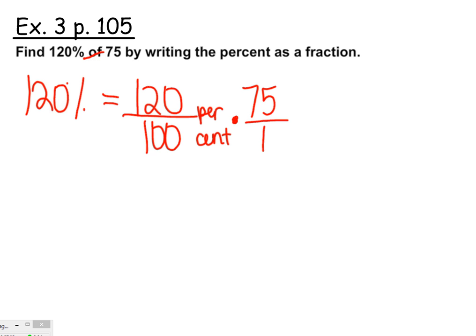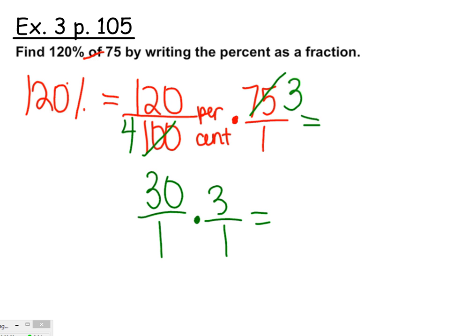In order to make it easier, we can cross simplify or take out a common factor of 25. 25 goes into 75 3 times. 25 goes into 100 4 times. So now you can even further reduce 120 over 4, and you can make this 30 over 1 times 3 over 1, which equals 90. So that means 120% of 75 is 90.